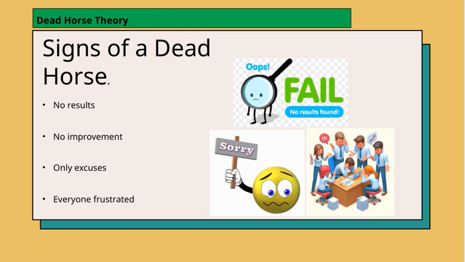We also often see only excuses. When explanations start to outweigh actions, that's a red flag. And finally, everyone gets frustrated. When frustration builds up across the team, it usually means we're throwing good energy into a dead end. Recognizing these signs early helps us decide when to cut our losses and move on to more productive efforts.